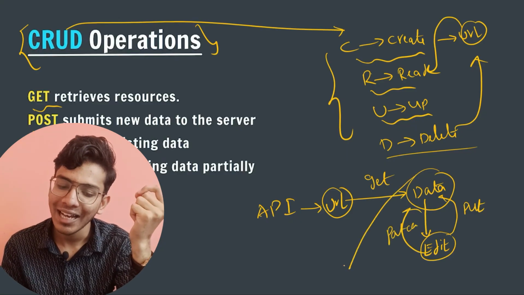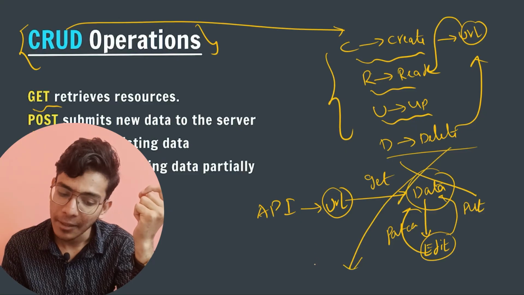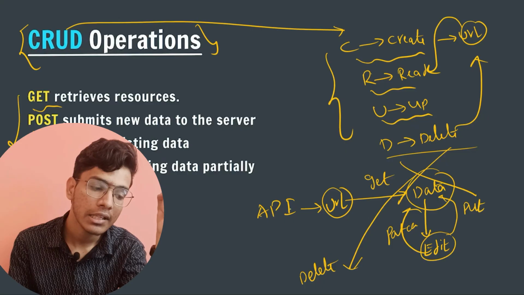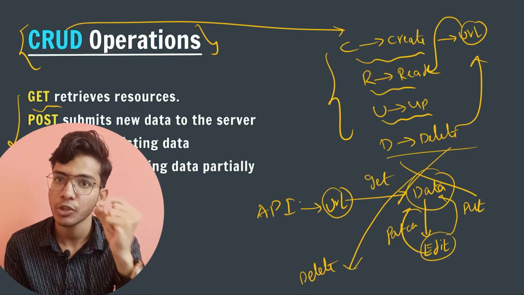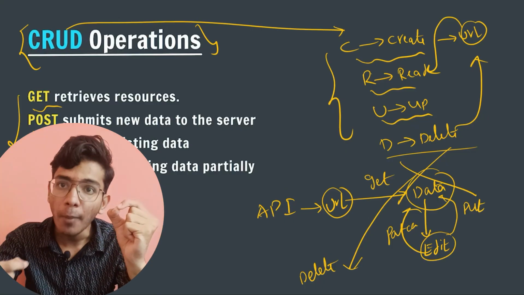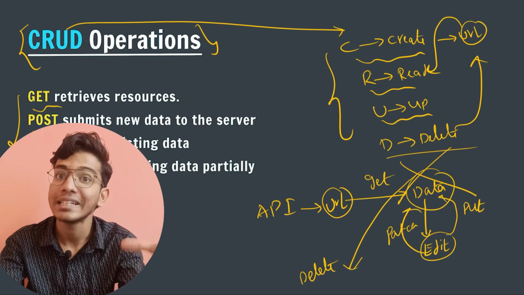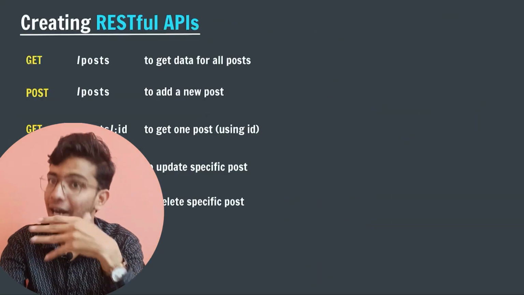Now whatever data I am getting, if I want to delete it completely, then I will use the DELETE method. So these are the standard methods which we use to perform operations on a particular API, or you can say the data returned by that API.